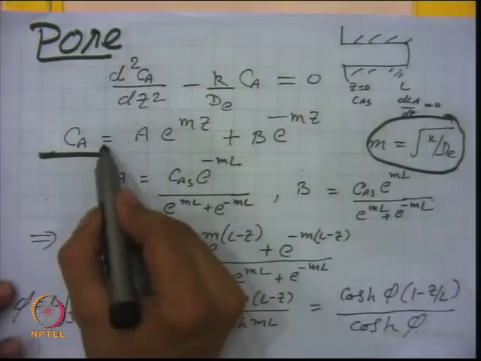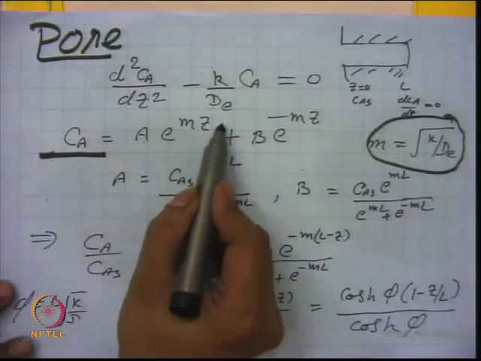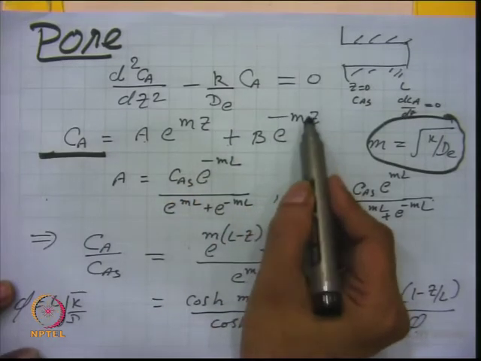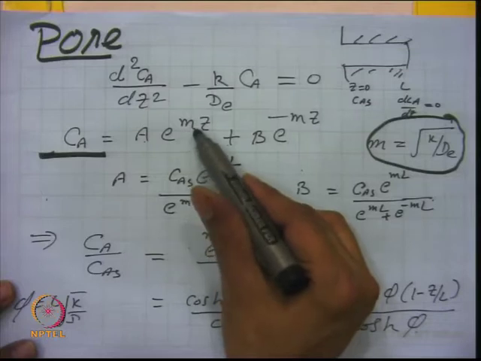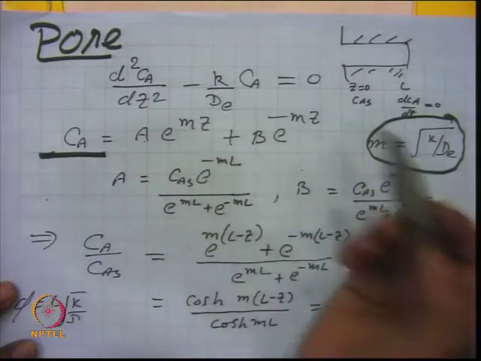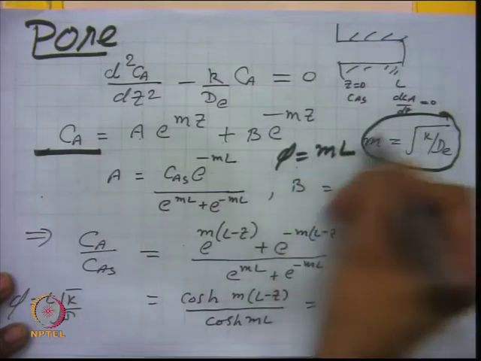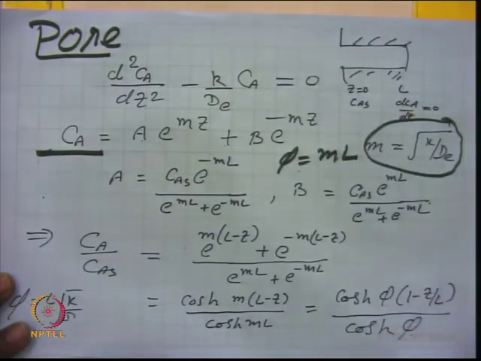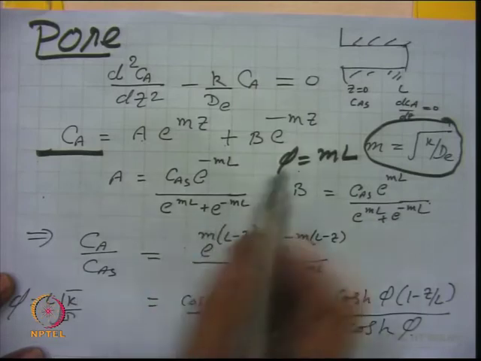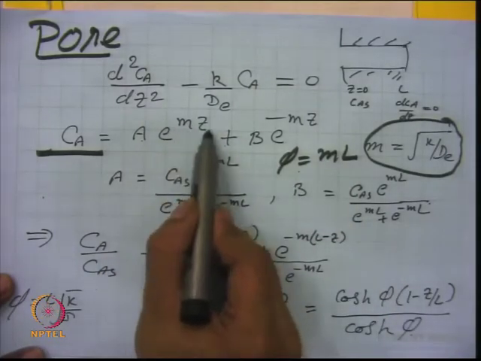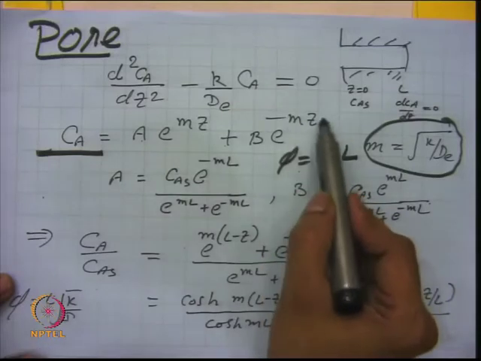So, C A is equal to a times e to the power m into z plus b times e to the power minus m into z, and one can write it in the form of phi also, because m into L is your phi. So, phi is m into L, where L is the length of the pore. So, you can write here in the form of phi z upon L, and here minus phi z divided by L.